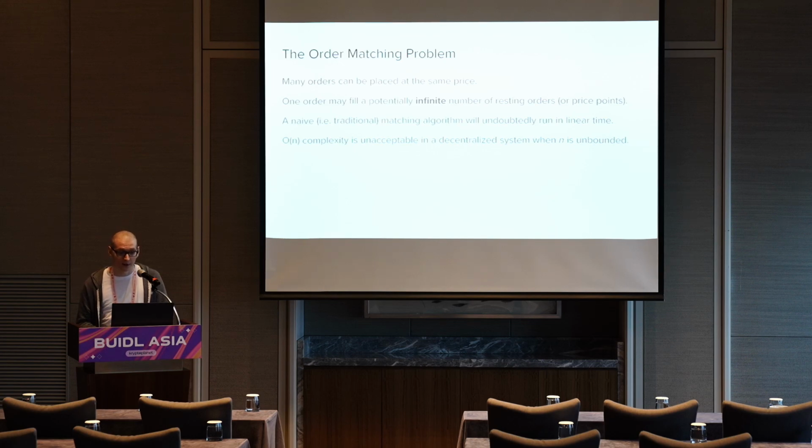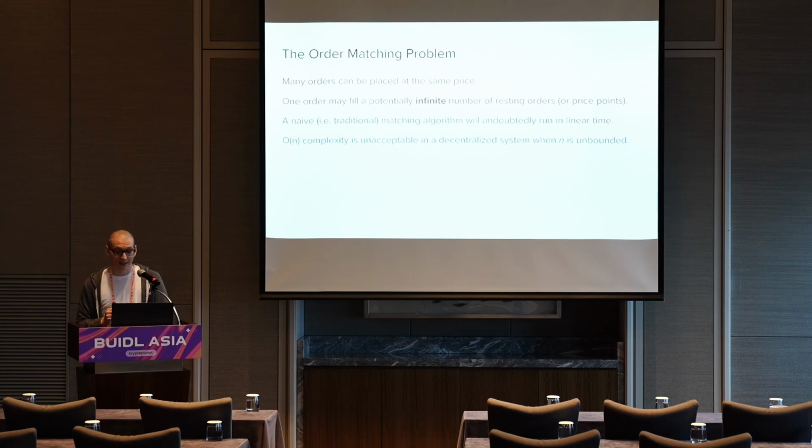So Warp is an order book, and the problem with order books is you need a matching algorithm. Most order books match by price-time priority, and basically what that means is prices closer to the top of the book are taken first, with time as a tiebreaker. The problem with this is many orders can be placed at the same price. One order may potentially fill an infinite number of resting orders or prices. The traditional way of doing this basically runs in linear time, and I'll briefly get into that.